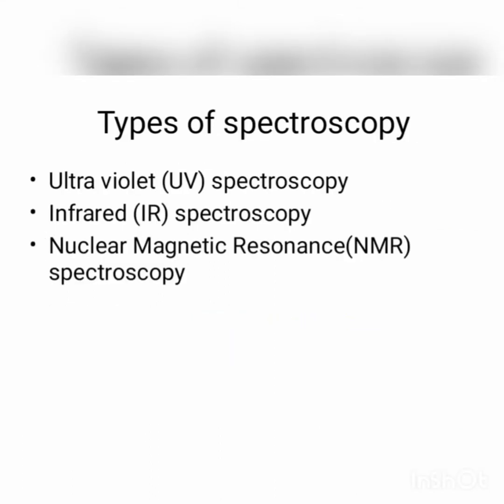So what kinds of spectroscopy are there? We have lots of spectroscopy, like ultraviolet, visible and infrared, NMR, ESR, Raman spectra. Mass spectroscopy is there too, but in your syllabus there are three kinds of spectroscopy, that is UV, IR and nuclear magnetic resonance spectroscopy.